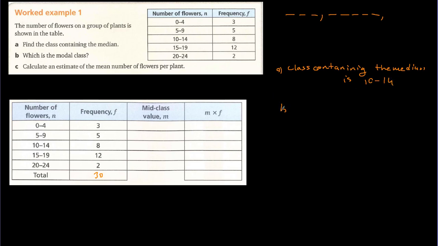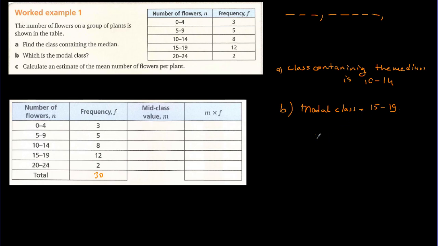The second one: which one is the modal class? Which number of flowers is shown mostly on the plants? As you see here, 15 to 19 is shown mostly. So the modal class is equal to 15 to 19.